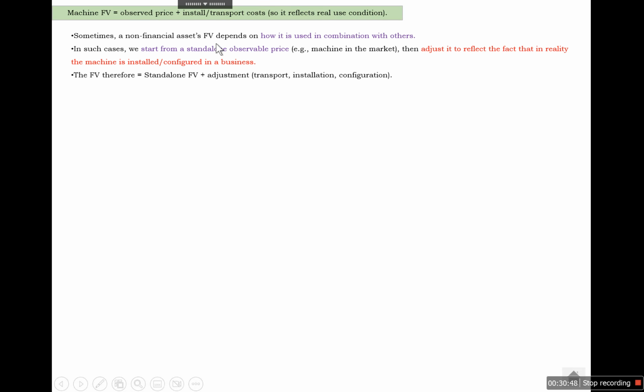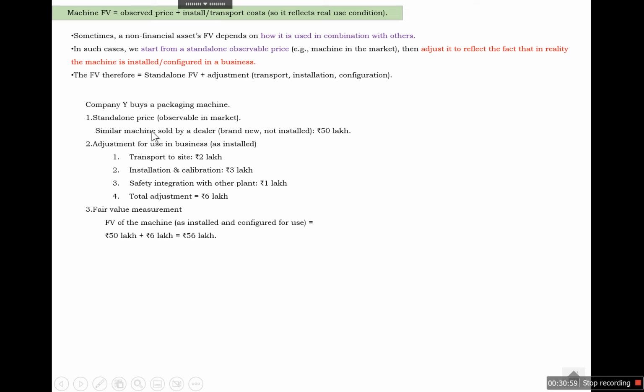Sometimes a non-financial asset depends on how the asset is used with others. So we need to adjust it to reflect the fact that in reality the machine is installed and configured in a business. For example, company Y buys a packing machine. The standalone price is 50. But to make it usable, I need to spend on transportation cost, installation cost, and safety integration, and these three costs total 6 lakhs. So the fair value measurement will be 50 lakhs, the purchase price, plus the price that I need to pay to make the asset usable. So it will be 56 lakhs.